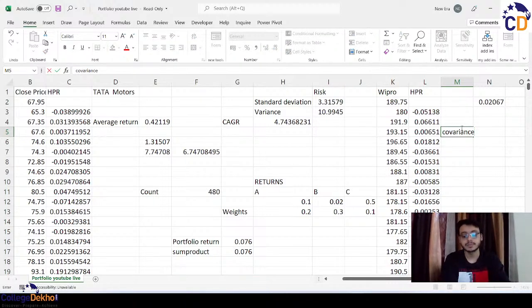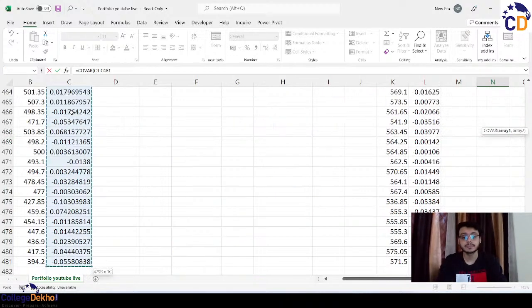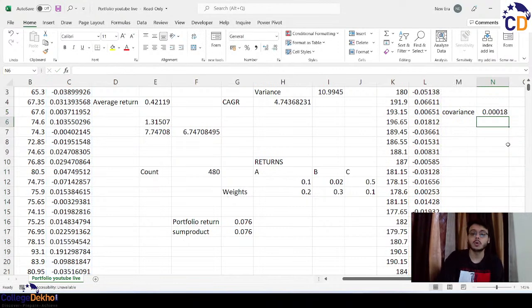For covariance, you have a function called covar. Now whether you take S, P, or just covar, it doesn't make much difference. Our array 1 is the holding period return of Tata Motors. Okay, so what is the array 2? It was the holding period return of Wipro. Right? Close it. And this is the covariance that we got.